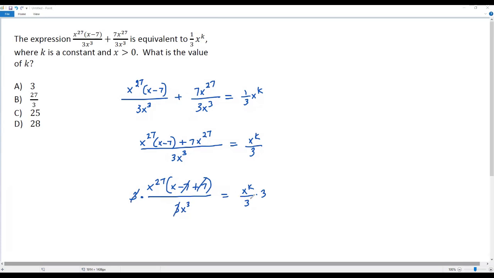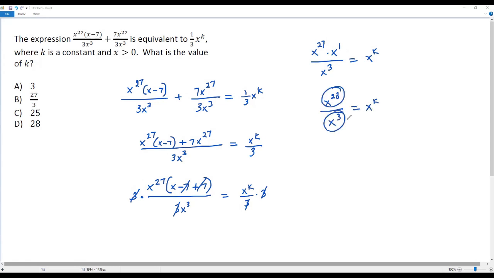So here 3 will cancel out, and the resulting equation is x to the power of 27 times x, and in the denominator we have x cube. On the right side we have x to the power of k. And for this x, there is no exponent. We can assume there is exponent 1. Here we multiply two powers with the same base, that is x. Whenever we multiply two powers with the same base, we can take the base once and we have to add the exponents using the product rule of exponents. When I add 27 and 1, I am getting 28. In the denominator, we have x to the third power, equals x to the power of k.